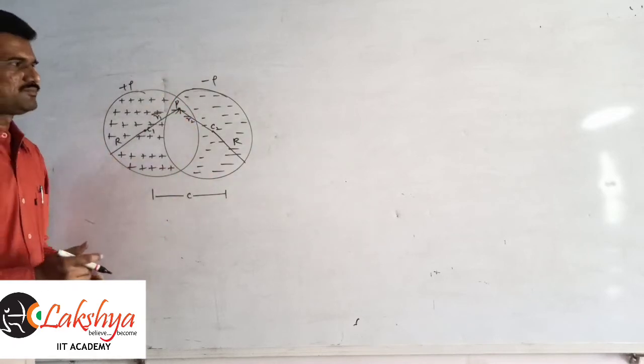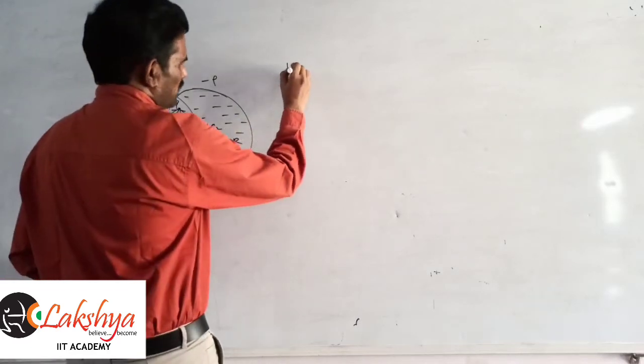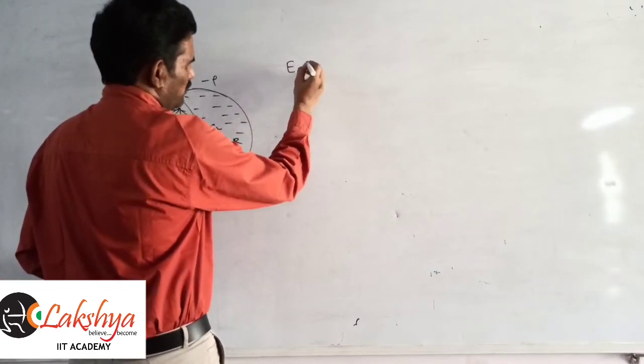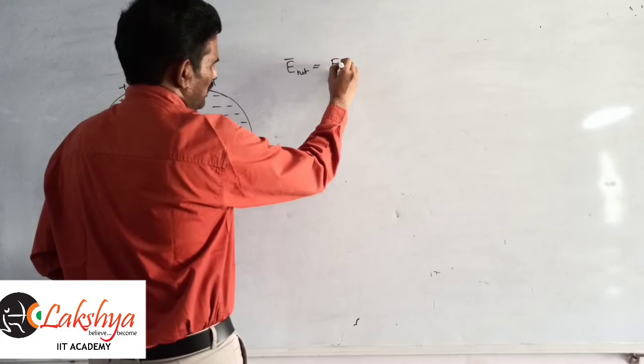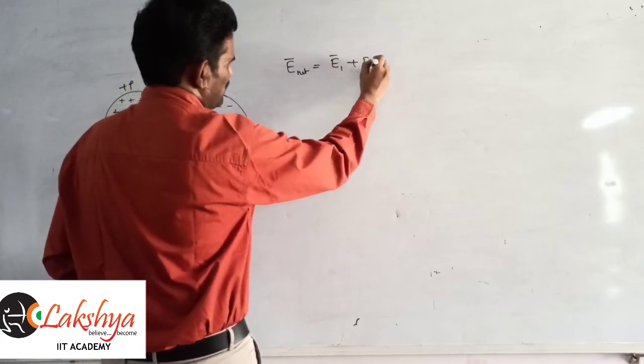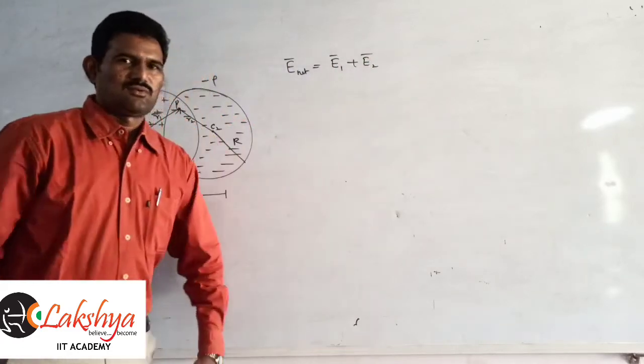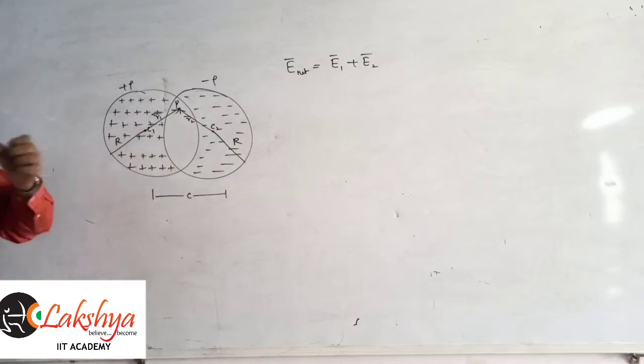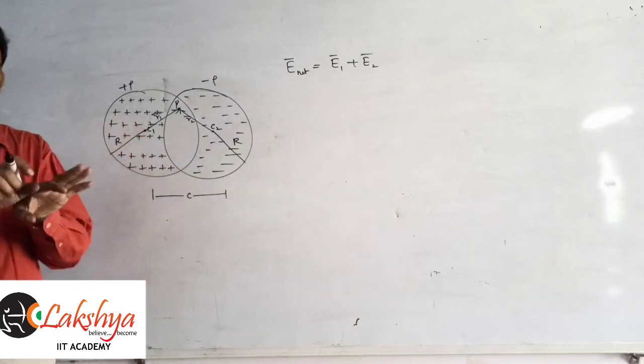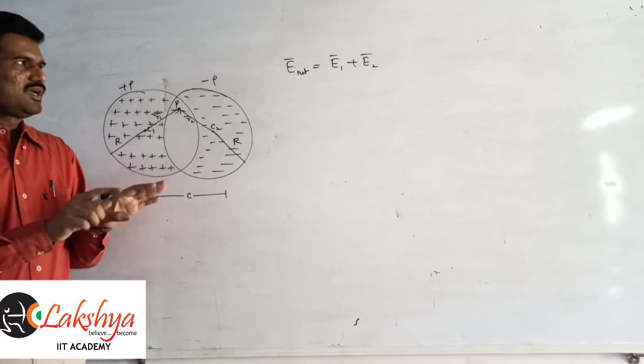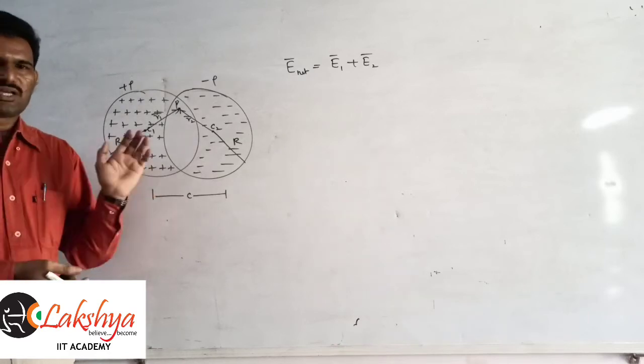That means that now the resultant electric field at that point P is nothing but the electric field due to the first sphere plus the electric field due to the second sphere. Just we are adding them. Here nothing is removed, right? Just those two spheres are superposing on each other. Then the resultant electric field we are writing: electric field due to the first sphere plus electric field due to the second sphere.